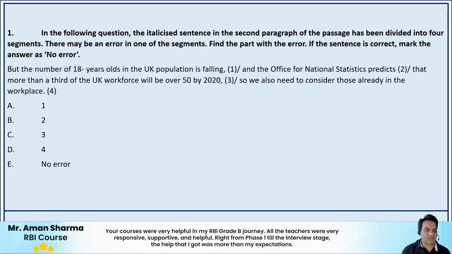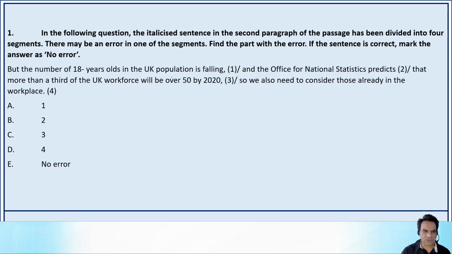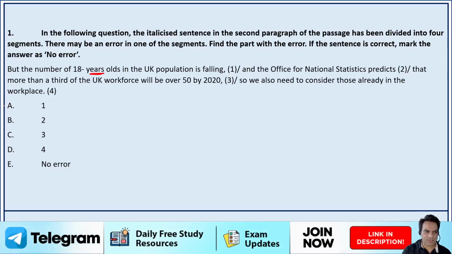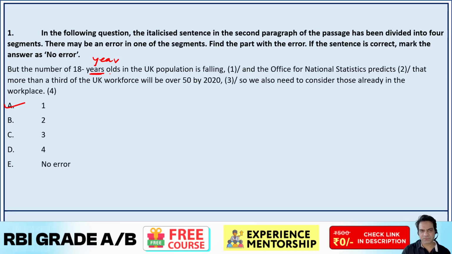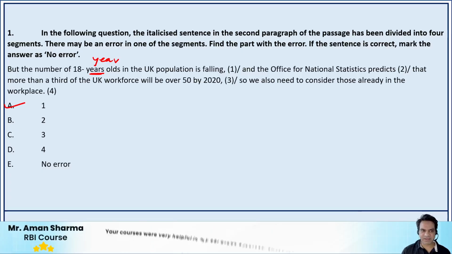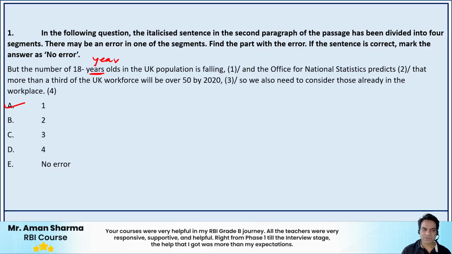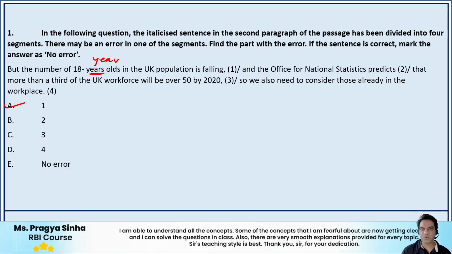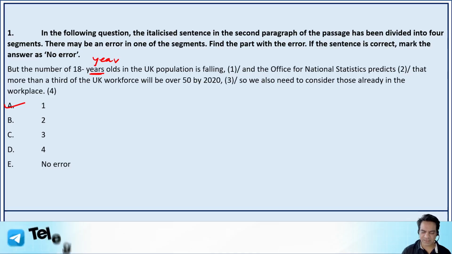So let's look at the questions now, guys. But the number of 18 years olds, I told you this should not be 18 years olds, it should be the number of 18-year-olds in the UK population is falling. So option A is your correct answer. It should be number of 18-year-olds, not 18 years old. See, the concept is from nouns: if a number is followed by two or more nouns, the noun in the middle starts acting as an adjective, and adjectives are not used in plural forms. So 10-year-old boy. So 18-year-old population. So it should be 18-year-olds, not 18 years olds. So option 1 is the correct answer.